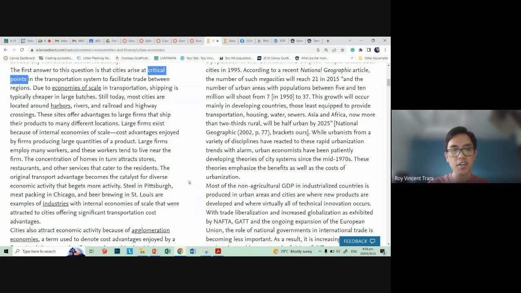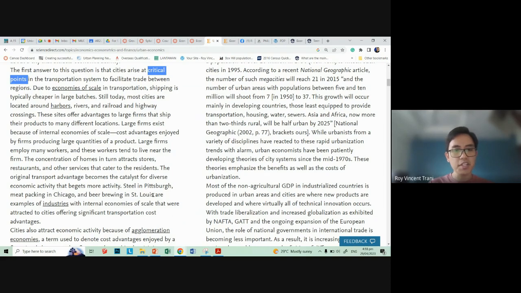The original transport advantage becomes the catalyst for diverse economic activity that begets more economic activity. So this is a, what's the opposite of a vicious cycle? I forgot there was a term for it. But anyways, a positive cycle where more economic activity creates even more businesses.